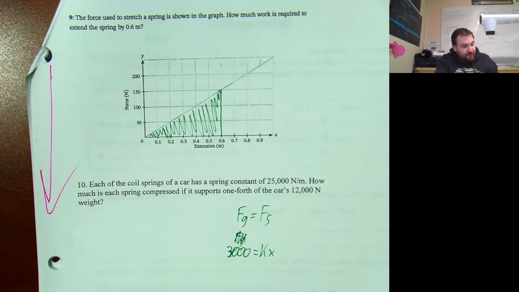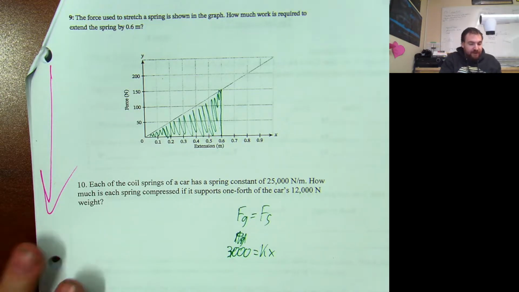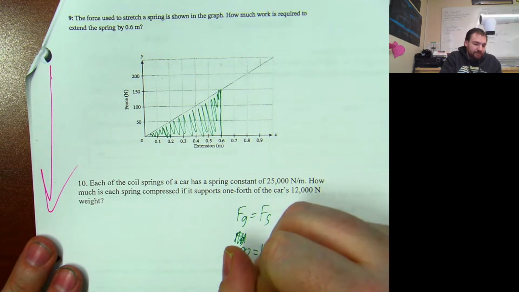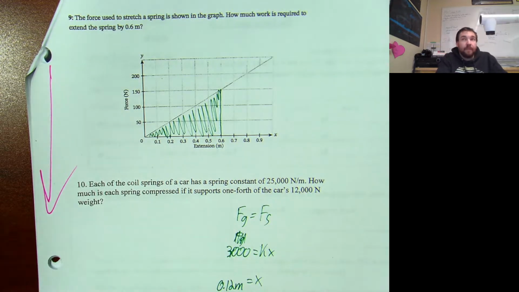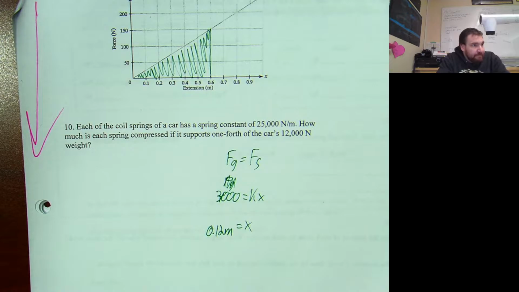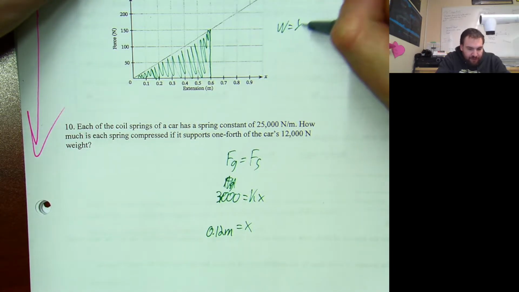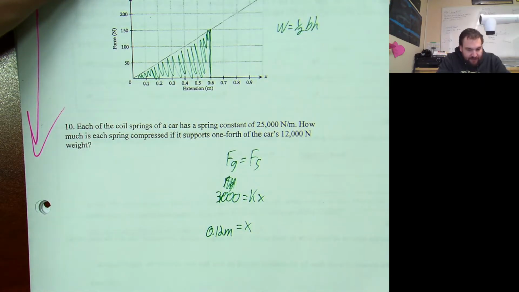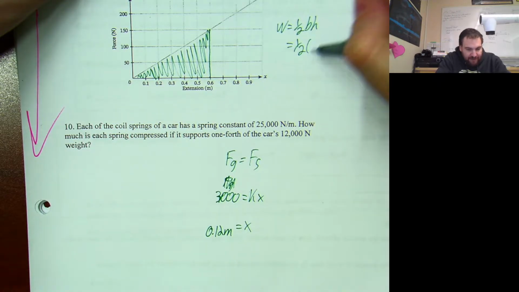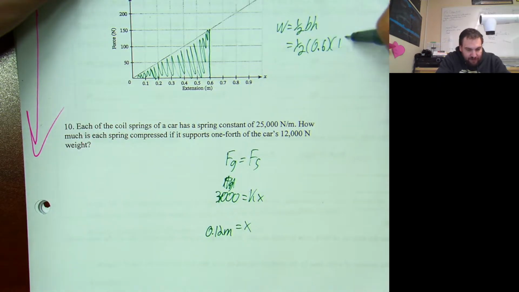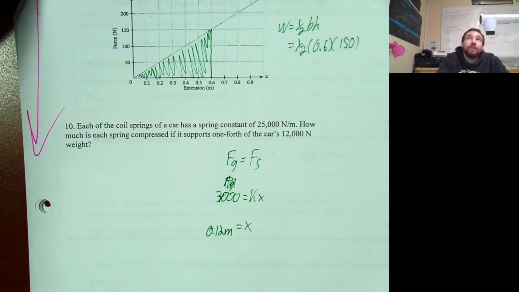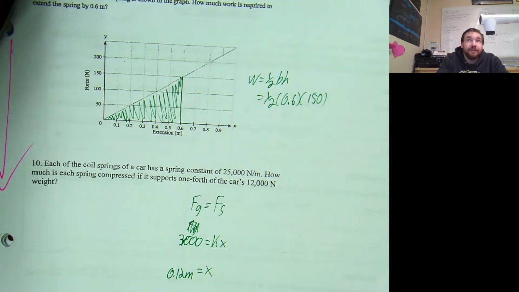So then your compression is going to be 3,000 divided by 25,000. 12 centimeters is the value I got here for x. So those are the answers to the spring question. Now this one is just going to be the work is equal to 1/2 the base times the height. So it's going to be 1/2, the base is 0.6, and the height is 150. Whatever that value is going to be the answer to number 9.